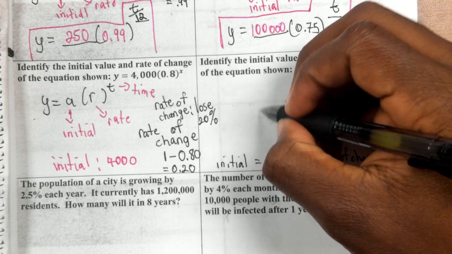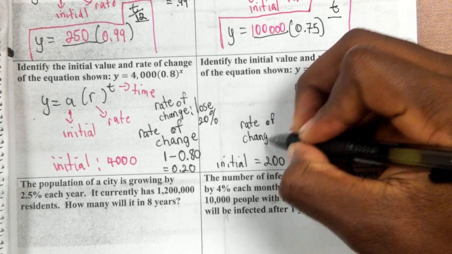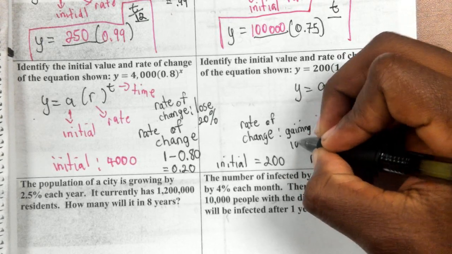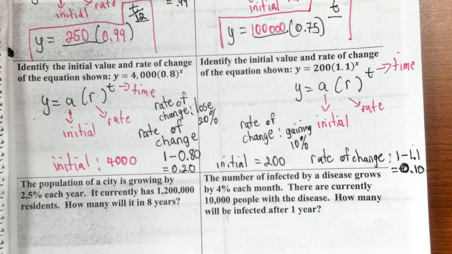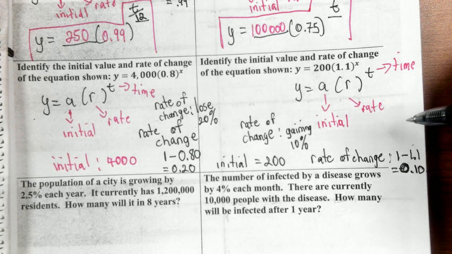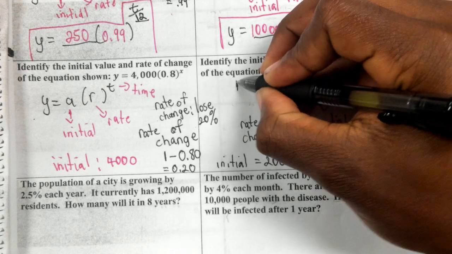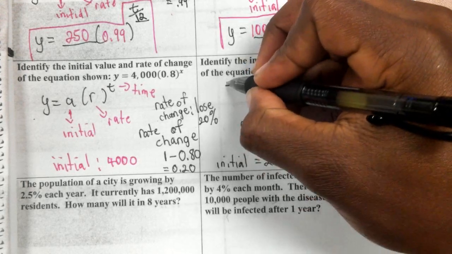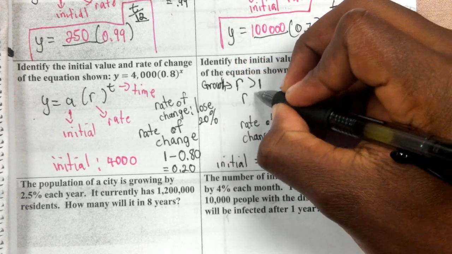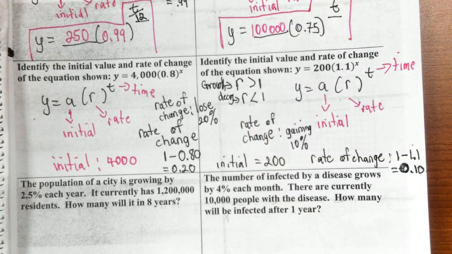So for this question, guys, the rate of change is that we were gaining 10%. That's what we're seeing right here. Because it was larger than 1, you're gaining. So if your rate is greater than 1, that's a growth. If your rate is less than 1, that's a decay. Just for your knowledge.